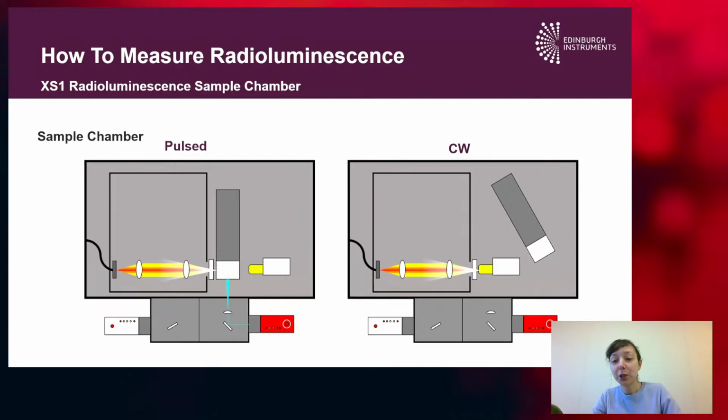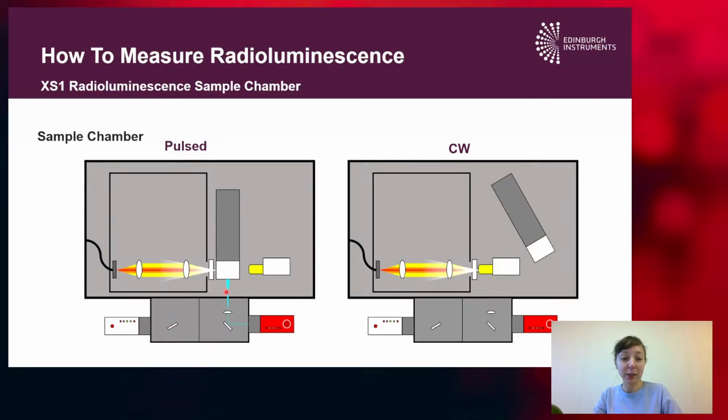I mentioned you can switch between pulsed or continuous excitation. We have the two sources here, and they're just manually swapped into the right position to excite the sample. So on the left, we see the pulse excitation source, and this is triggered by a visible laser, which sits on the side of the chamber.